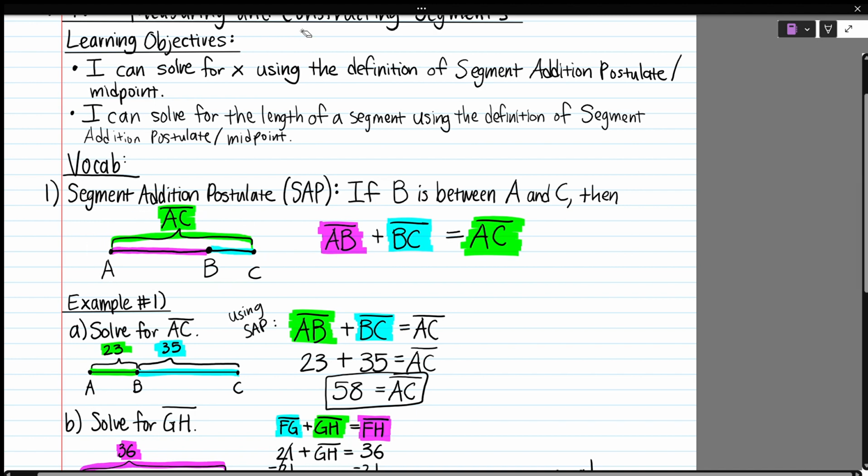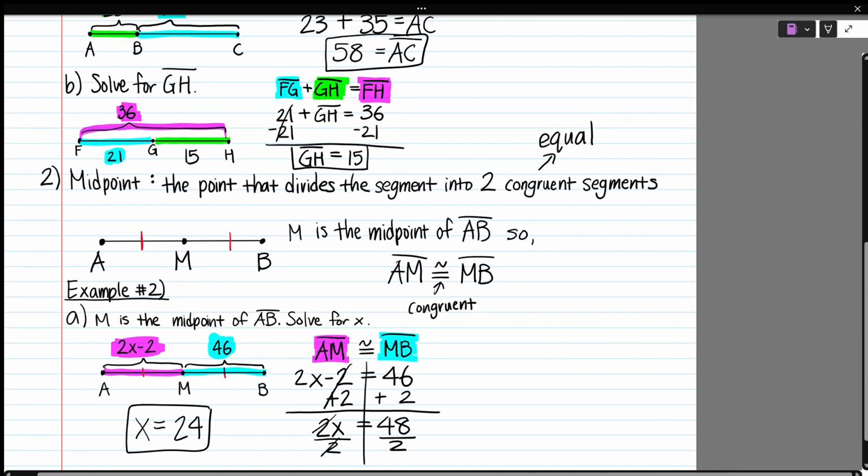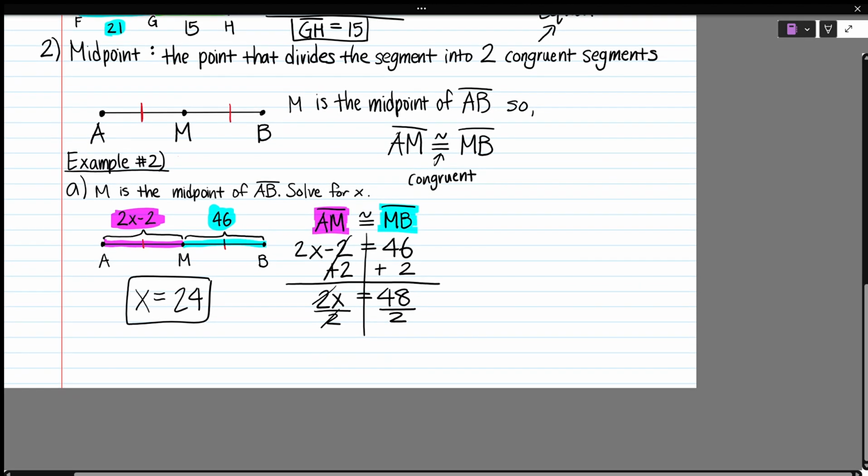And then the other vocab, we did a couple example problems here, and then the other vocab word was midpoint. When we have this line, and there's a point right in the middle of it, it cuts the line in half, right? And so this part of the line is congruent to that part of the line. And then there's another way to solve that.